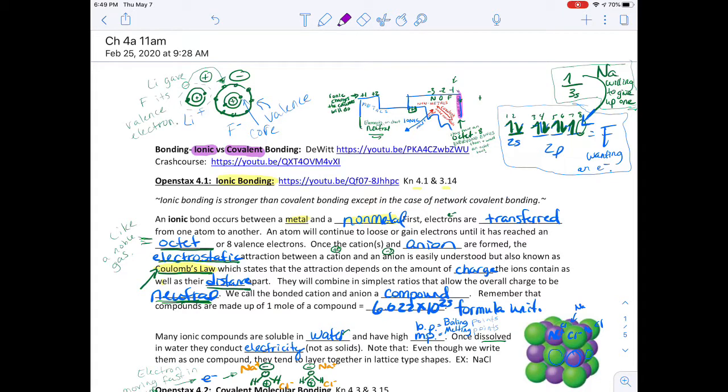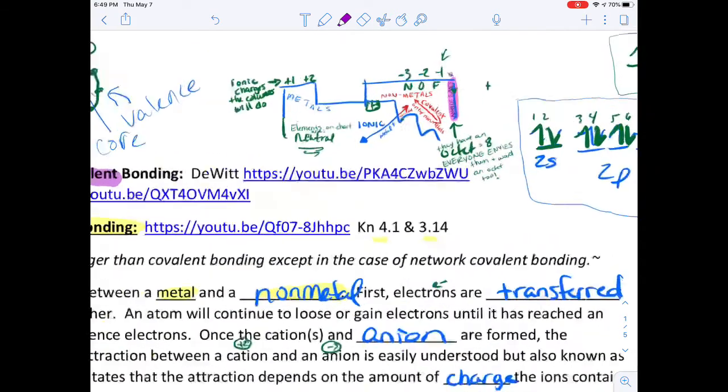So what we did was I took some of the chapter 3 material and put it in the chapter 4 notes. So if you felt like there were things that were a little mixed up in some of the chapters, that's why. All right, so this was just a big reminder of the difference between ionic and covalent right here.